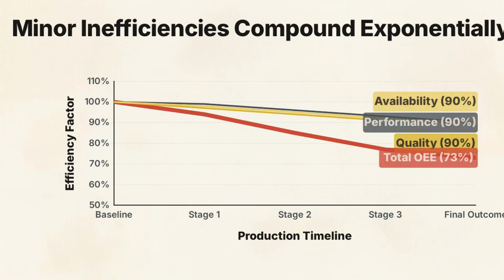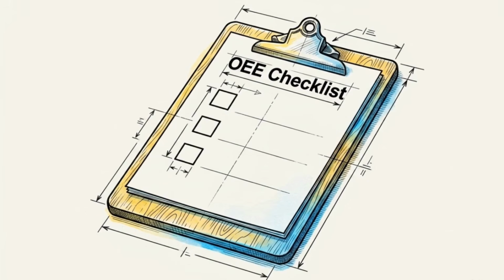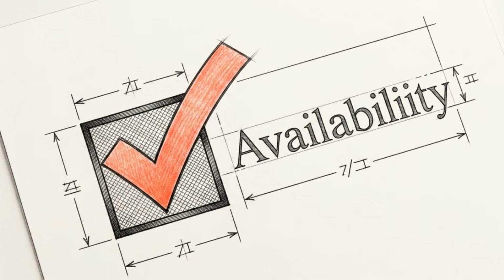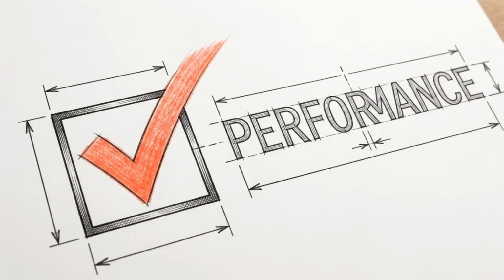The next time the OEE plunges, use this simple checklist on this graphic to diagnose the root cause. Was the machine off? Was it running slow? Was the output bad?